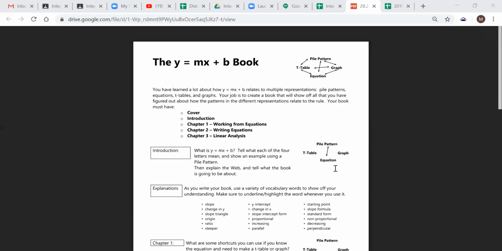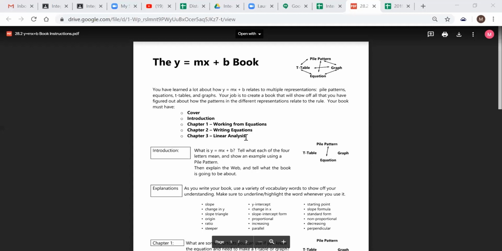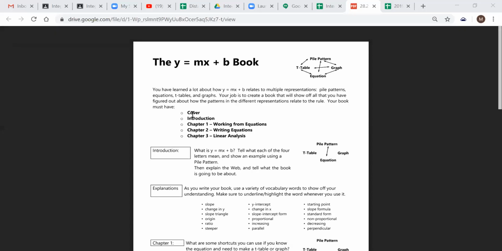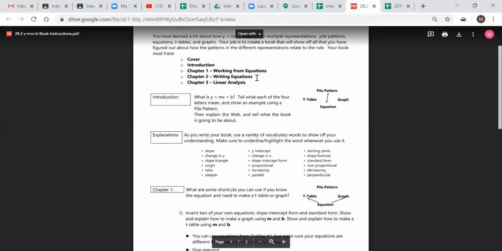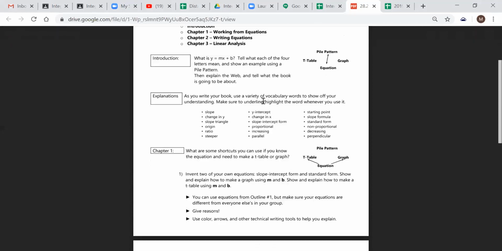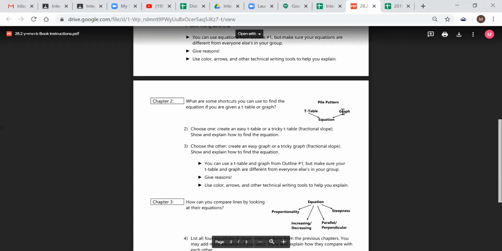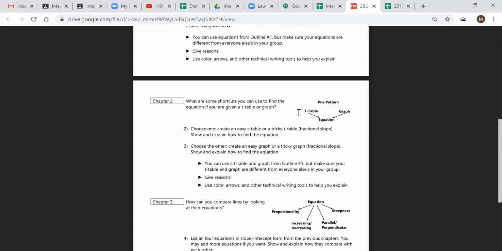Okay, students. So this week we're focusing on chapter 3, linear analysis. Before the break, we had the cover and introduction done on the table of contents. Then the first week of distance learning, you started working from equations. So you started with two equations, one in slope-intercept form and one in standard form, and you had to write their t-tables and graphs for each one. Then in chapter 2, you started writing the equations. So with the t-table and with the graph, you wrote equations for them.